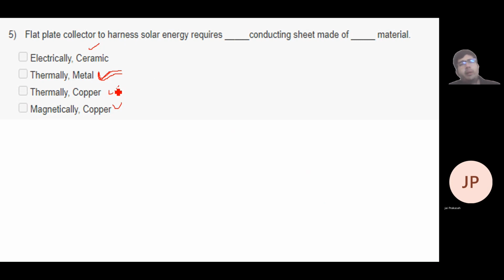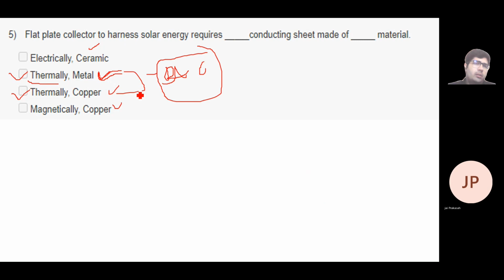So the flat plate collector to harness solar energy requires a thermally conducting sheet. Basically a thermally conducting sheet made of, so options B and C have thermally and metal and copper. So both options are correct. Options B and C are correct.